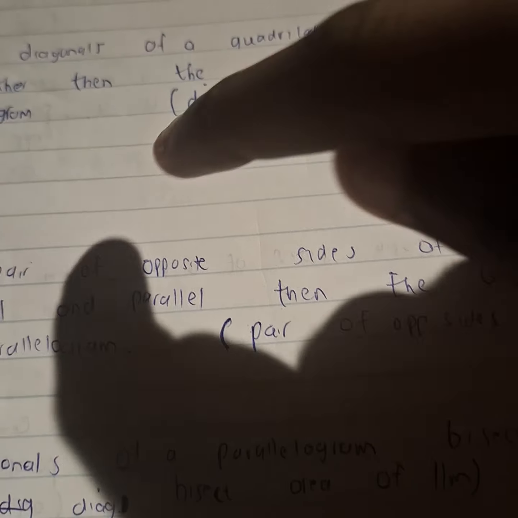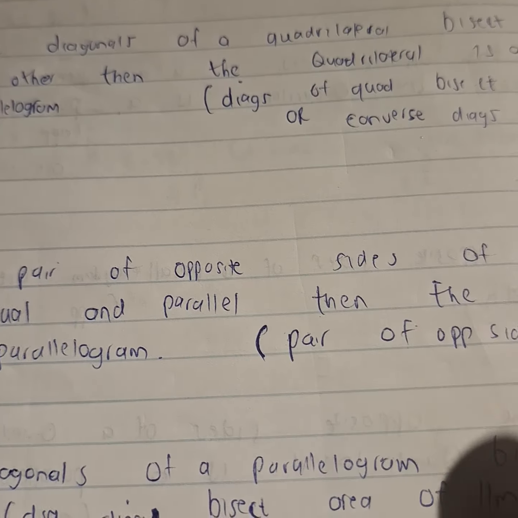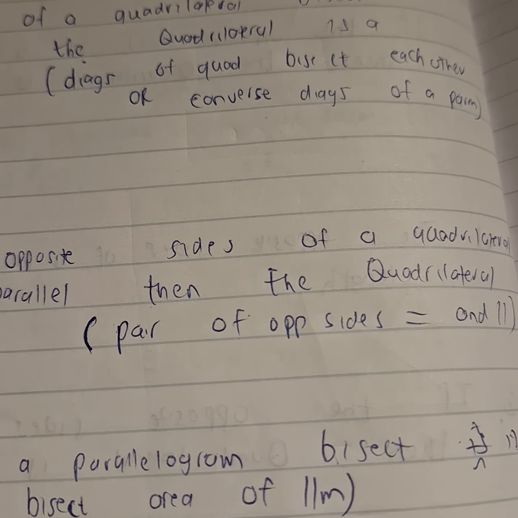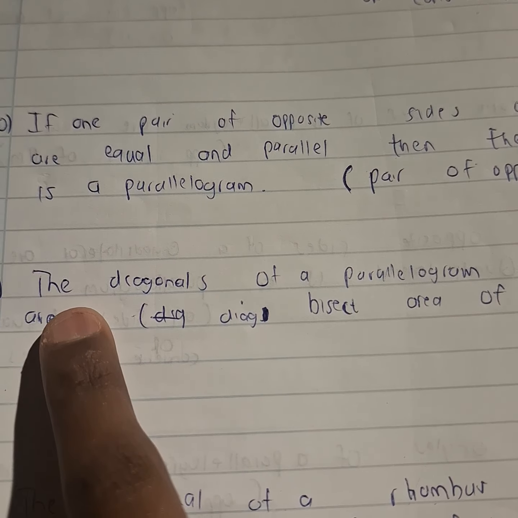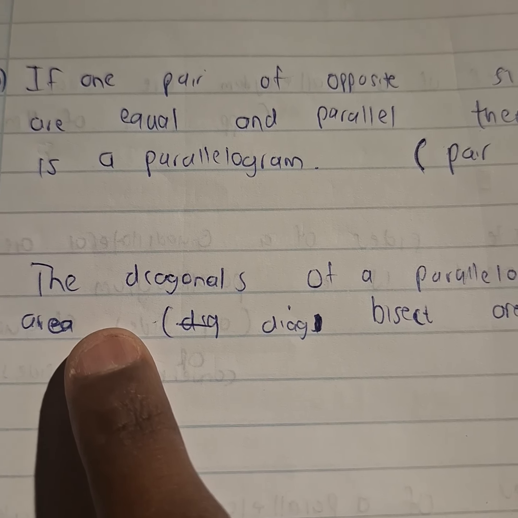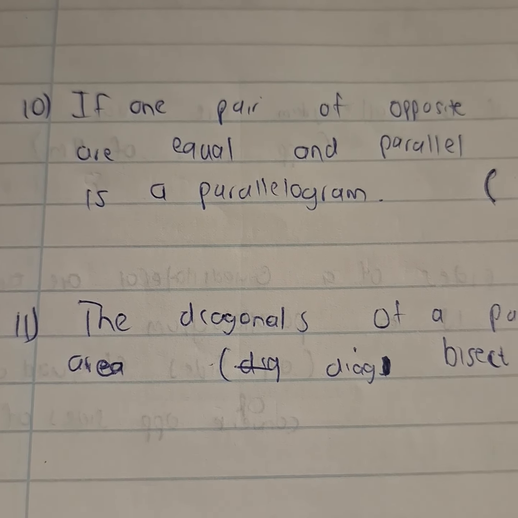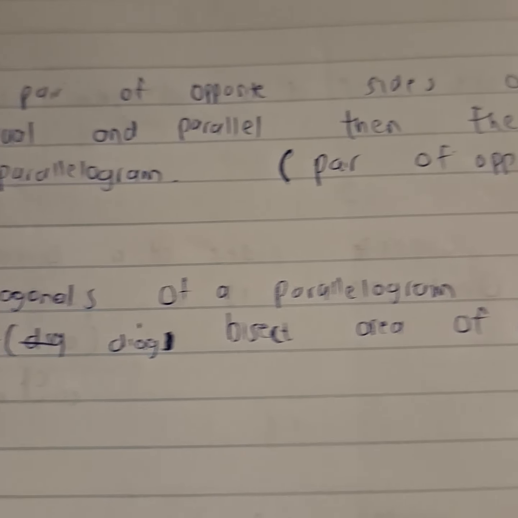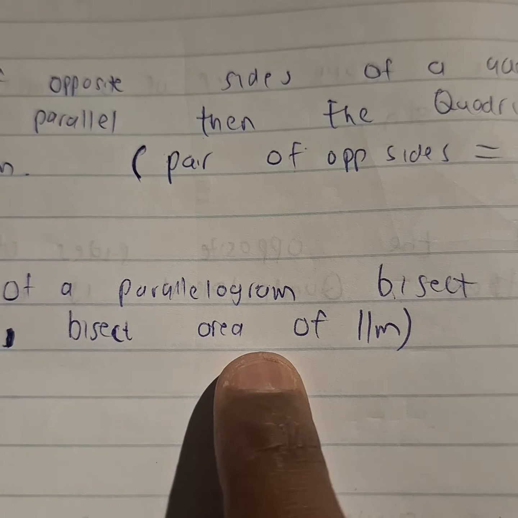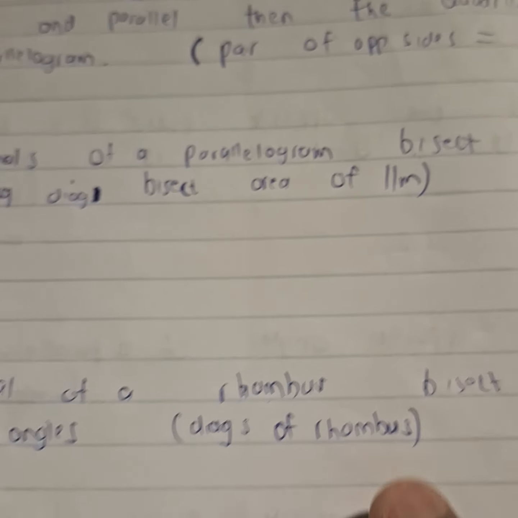If we can prove that the opposite sides, one, are equal, and two, the same opposite sides are parallel, that one single pair, then it means that that particular quadrilateral is a parallelogram. Number 11, the diagonals of a parallelogram bisect its area. That's something to note as well. Whenever we use this, we can say diag, which is diagonal for short, bisect area of, and then the symbol of parallelogram, which is two parallel lines with the M next door.